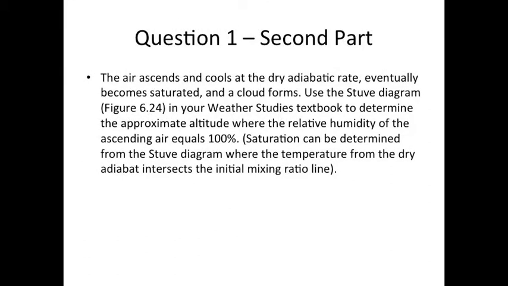For the second part of question 1, the air ascends and cools at the dry adiabatic rate, eventually becomes saturated, and a cloud forms. Use the Stuve diagram, which is figure 6.24 in your textbook, to determine the approximate altitude where the relative humidity of the ascending air equals 100%. Saturation can be determined from the Stuve diagram where the temperature from the dry adiabat intersects the initial mixing ratio line.